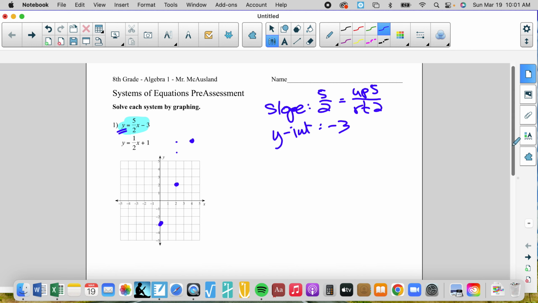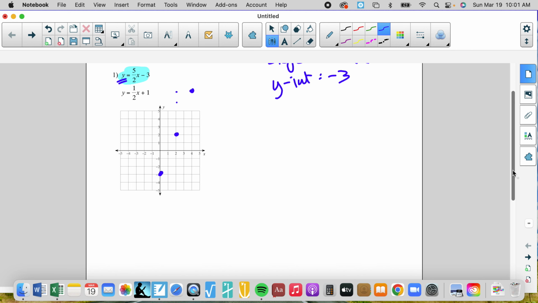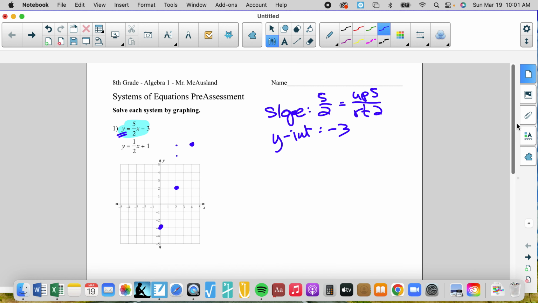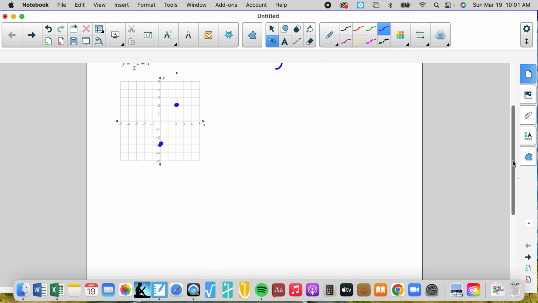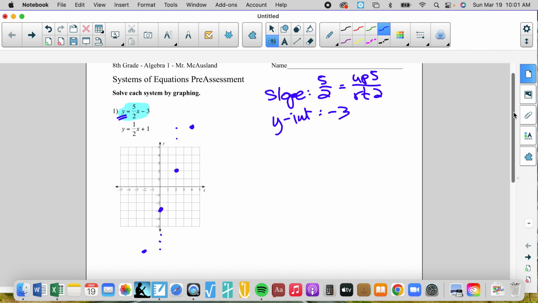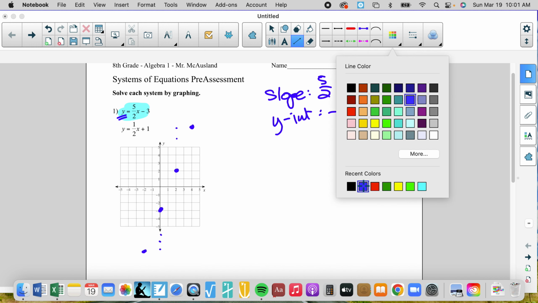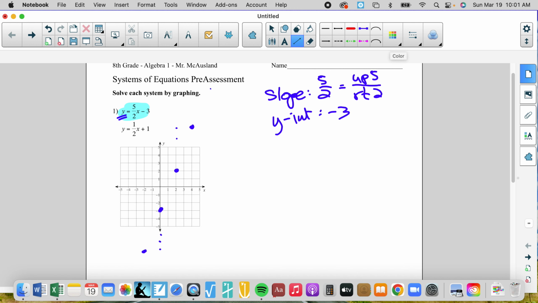Now if we had to go down, if we had to find another point below it, instead of going up 5, right 2, we could also go down 5, left 2. Down 5, 1, 2, 3, 4, 5, and left 2 would take me to that point, and that coordinate would be -2, -8. So we can continue to use my slope in order to find points that are off the graph.